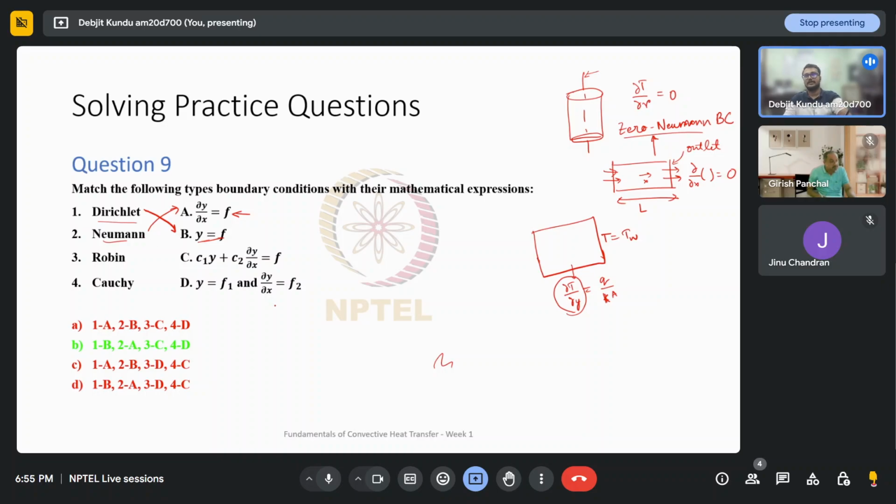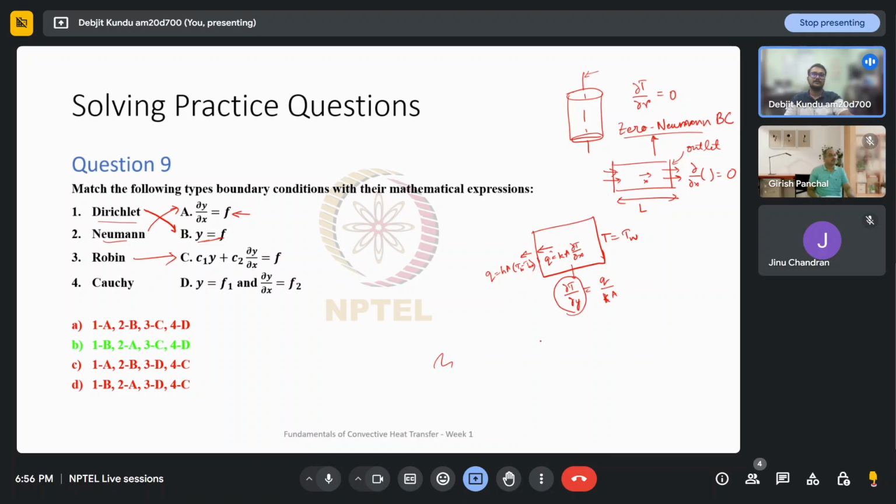So 2 should match with A, and 3, Robin type boundary condition, is where a combination of both the value itself as well as its derivatives are employed. So things like this. Let's say there is some heat transfer through the solid going on here. So this Q should be Q equal to kA dT dx, and on the outside I have another Q which should match with hA into Tw minus T infinity.